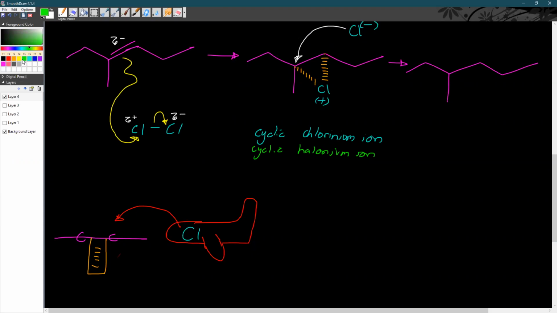What this is going to do is relieve the bond between the more substituted carbon and the chlorine, and kick it over to the other carbon. And so what we have going on is this original chlorine on the dash on the less substituted side, and we have the new airplane chlorine on the wedge on the other side.